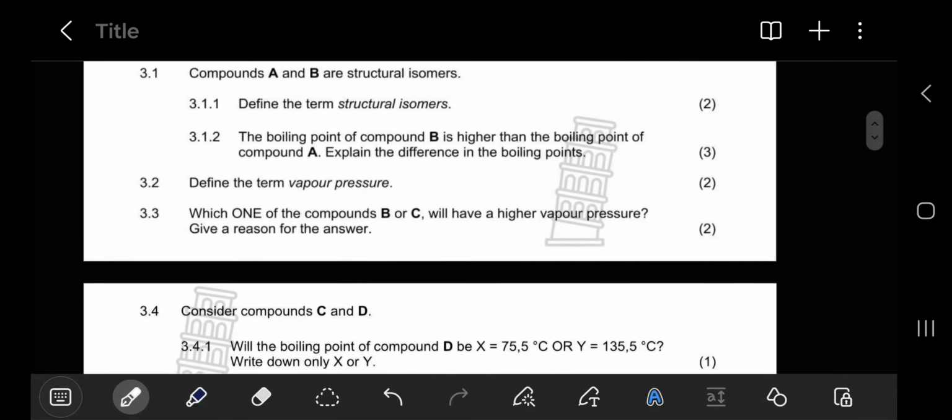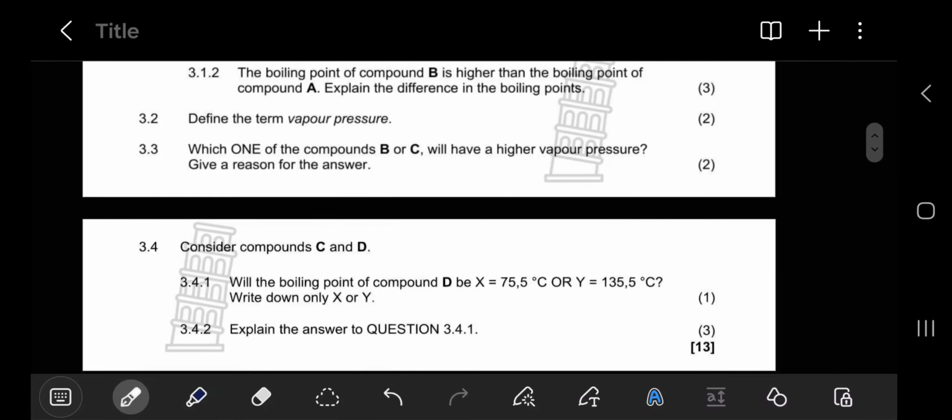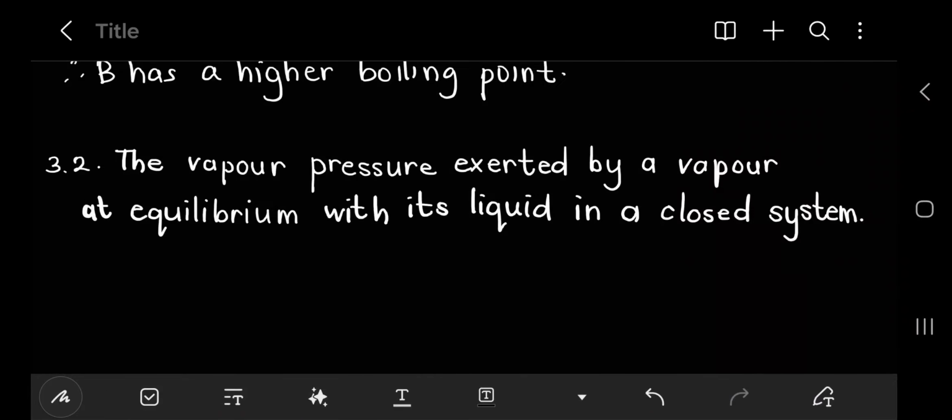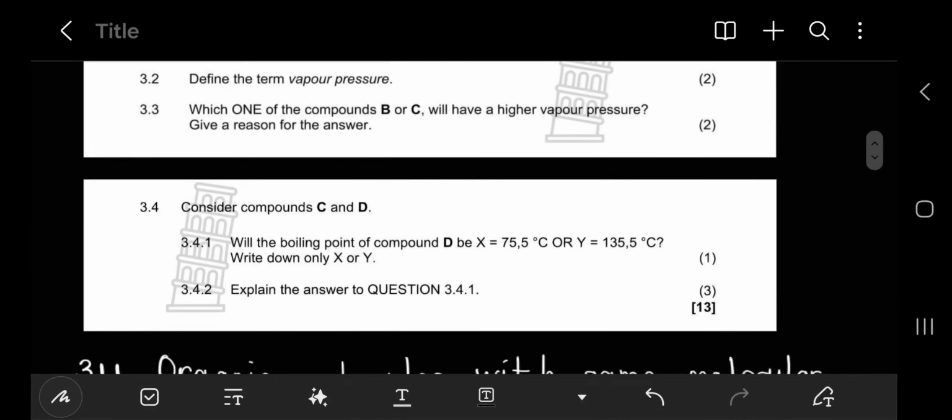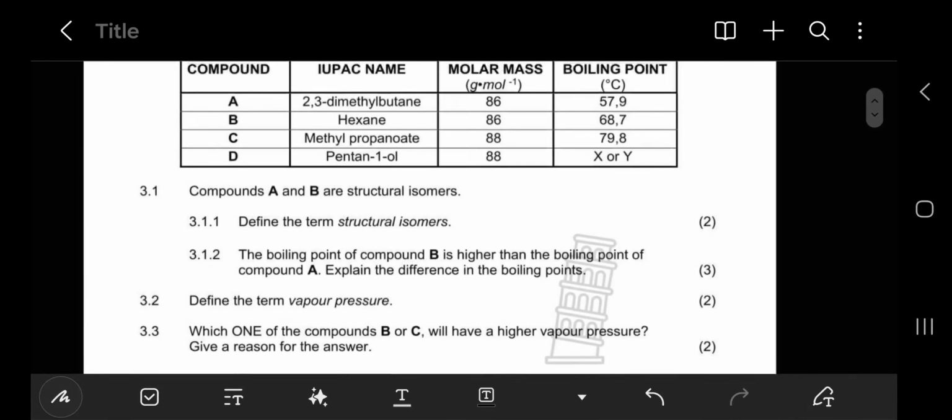3.2 says, define the term vapor pressure. So we have done this in the previous paper as well. Vapor pressure is the pressure exerted by a vapor at equilibrium with its liquid in a closed system. 3.3, which one of the compounds B or C will have a higher vapor pressure? Give a reason for your answer.